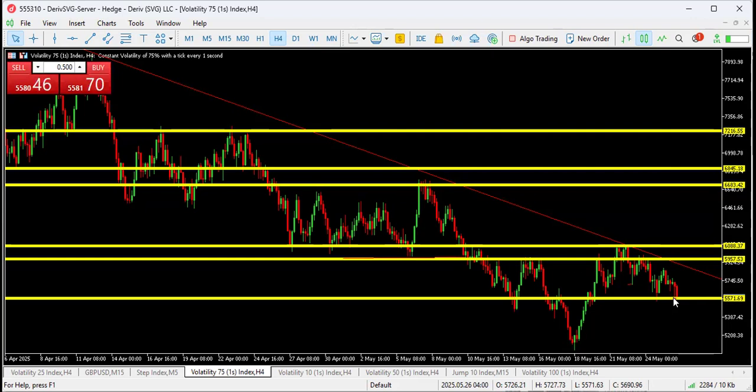Then take profit. You must know your take profit level. Where should I take my profit? Your take profit should be in the next zone. Let's say if you buy here, take profit is here.